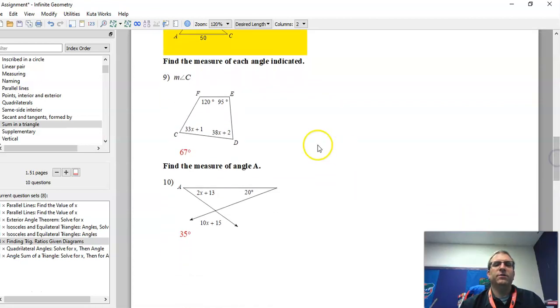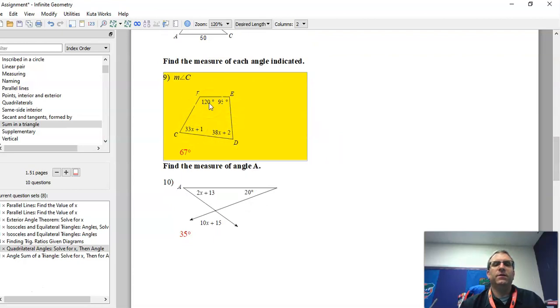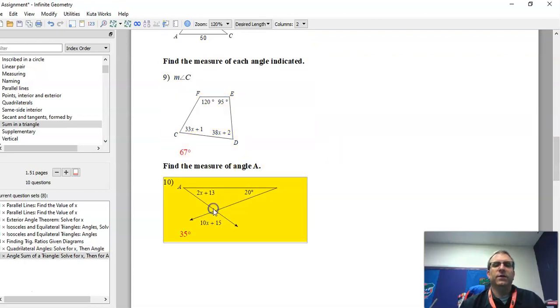Find the measure. So I know that when I have a parallelogram, all of these equal 360, and I can solve for x. And this one, solving for a, it's this one right here, and so I can set all these up and solve. All right, that's what your test is going to look like tomorrow.